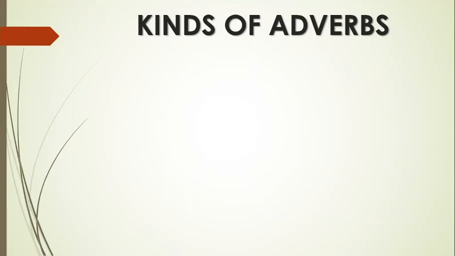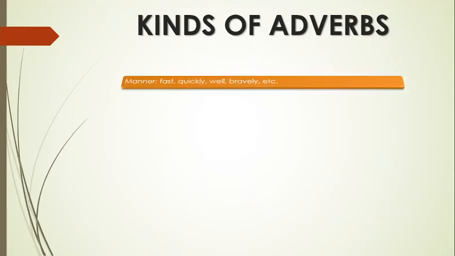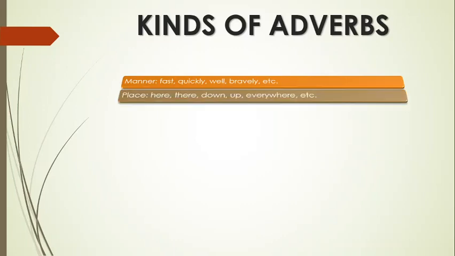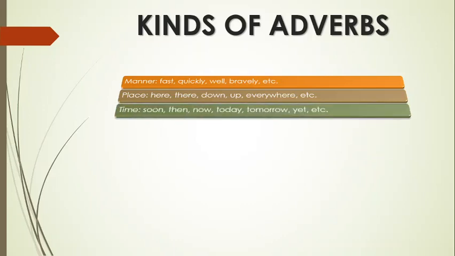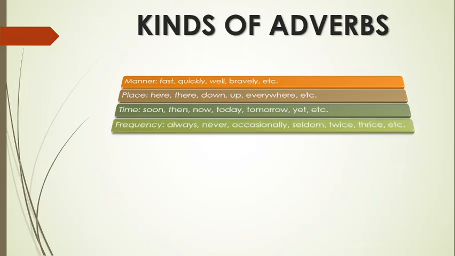Now let us talk about the various kinds of adverbs. So first of the kind is the one we are going to learn today, adverbs of manner. For example, fast, quickly, well, bravely, etc. Then we have adverbs of place: here, there, down, up, everywhere, somewhere, anywhere, nowhere, etc. Then we have adverbs of time: soon, then, now, today, tomorrow, yesterday, yet, etc. Next, we have adverbs of frequency: always, never, occasionally, seldom, twice, thrice.